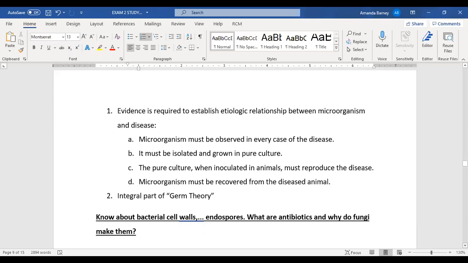Then you use that culture and give it to another species or another animal, and that disease has to then grow in that animal. Then you take that organism back out of the diseased animal, and then you have your, not your proof, because science is not proof, but it supports the evidence that that microorganism does in fact cause that disease. When you look back at the history of germ theory, this was the nail in the coffin for the idea of germ theory. It really led us into understanding that microorganisms do cause disease.